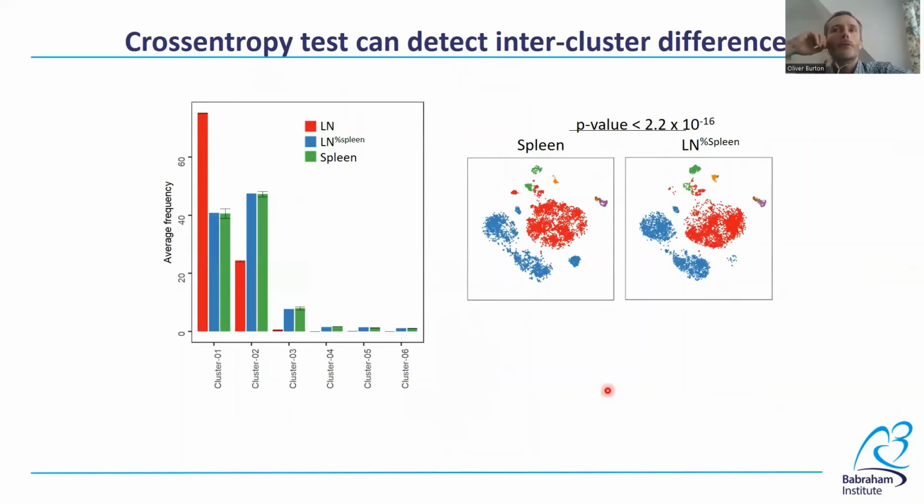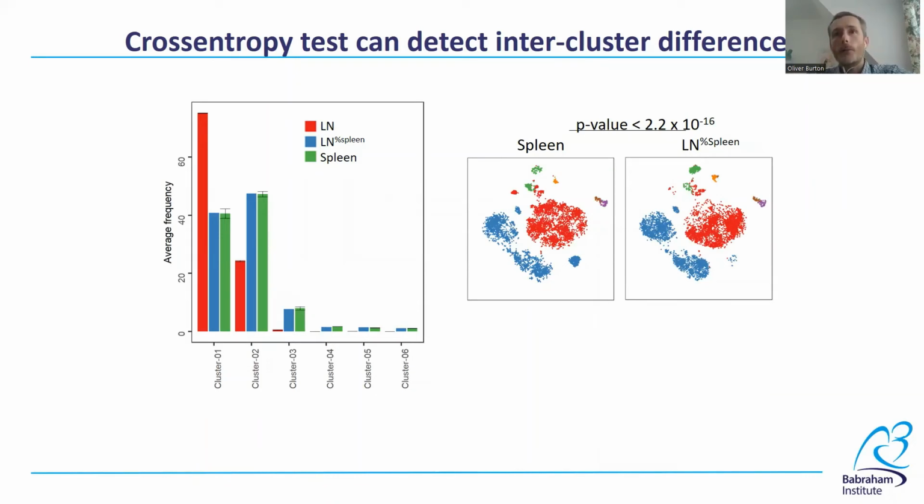Oftentimes, we have results where there's a change in phenotype, but not cell frequencies, or vice versa. Does the test work in these cases? To test this, first off, I took spleen and lymph nodes, which have substantial differences in the distribution of cells. Spleen contains a lot more B cells and myeloid cells. You can see that here coming up in the differences in clusters. We also have differences in the expression of activation markers. For instance, lymph node T cells are more naive.